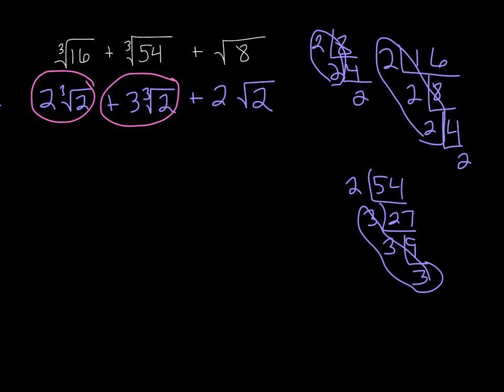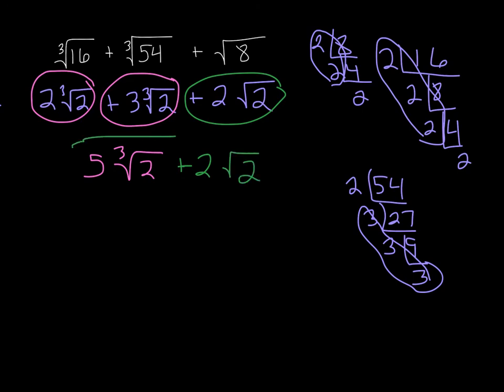So let's combine these. 2 plus 3 is 5. And then it stays cubed root of 2. Remember the index, the radicand, none of that changes. And then this one we'll just bring down and include in our answer. There's nothing else we can do to simplify that expression.